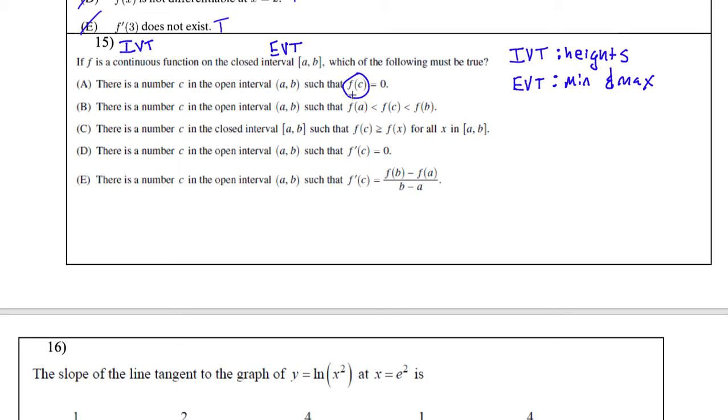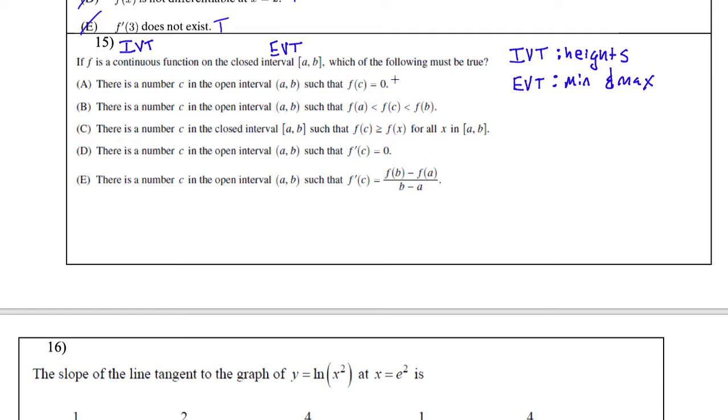It's only one of those things, by the way. It's talking about heights here. It's saying that the height is 0. Well, this would be true, and okay, I should analyze this a little bit more. Which of the following must be true? That means the majority of these are going to be false. All but one of them is going to be false.